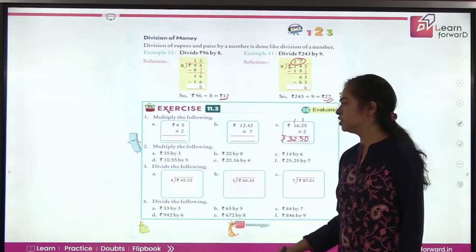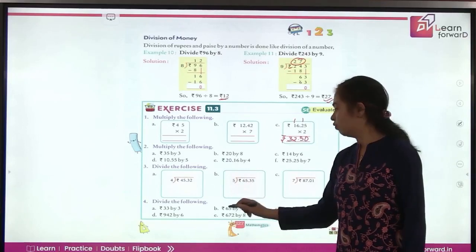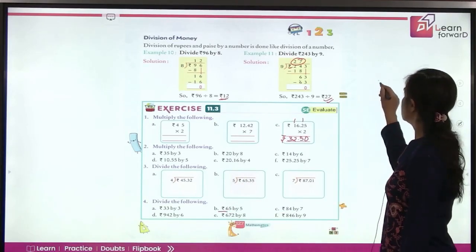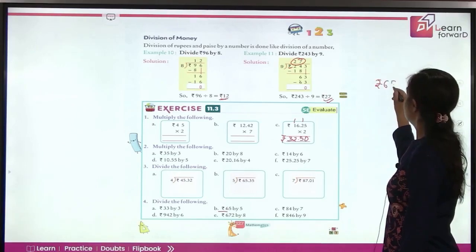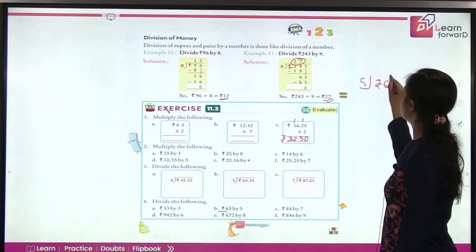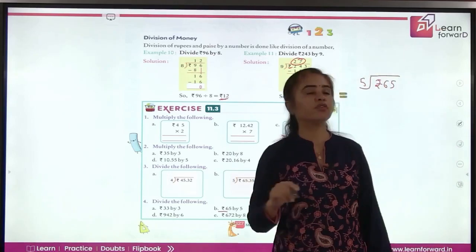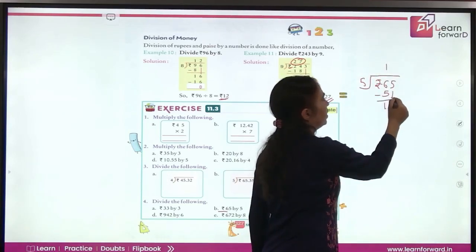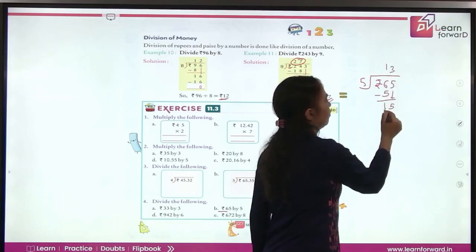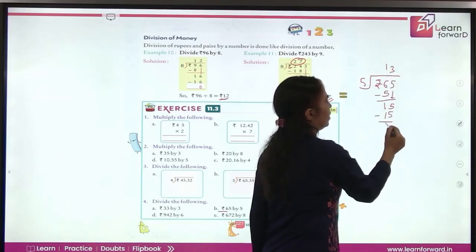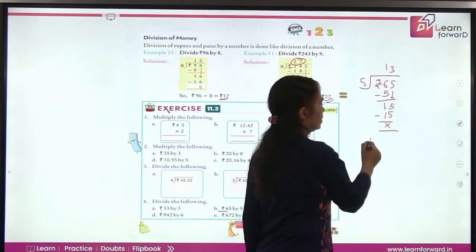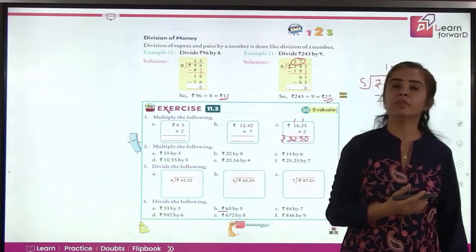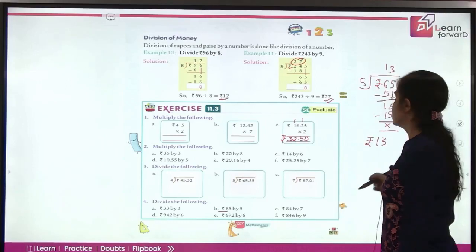Now this is division. So let's do one from here. Rupees 65 divided by 5. Let's start. 5 1s are 5. Subtract, you get 1, bring down 5. 5 3s are 15. Subtract and you are done. So your answer is rupees 13. So simple. The only thing to remember is put the rupees sign there.